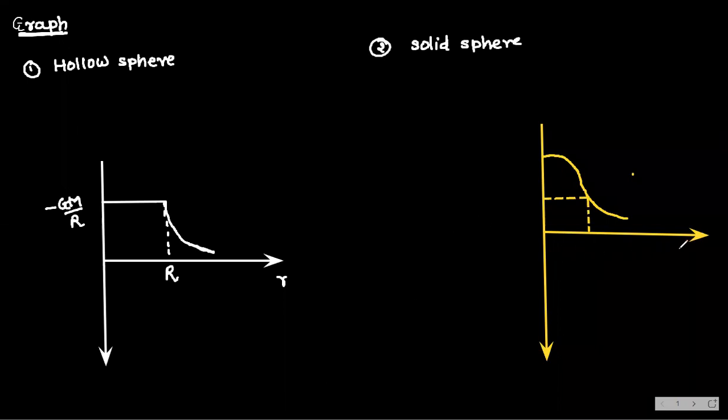And you see, this is R, this is potential V, here also V in the downward direction. And here we have already learned how much that is: minus 3 by 2 GM by R, that is at the center. And on the surface how much is it? On the surface it is minus GM by R, right? In case of solid sphere.